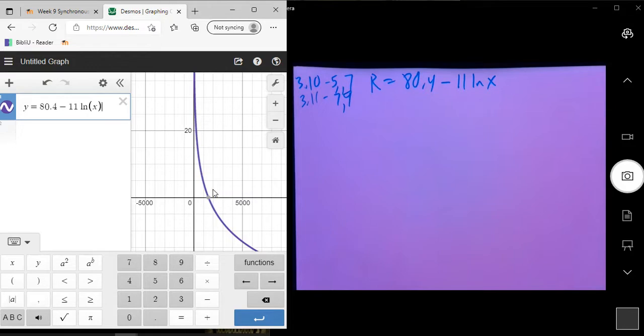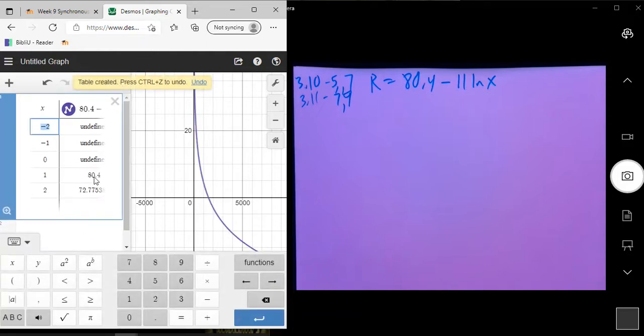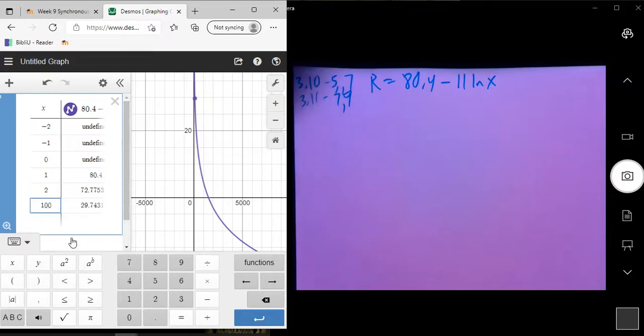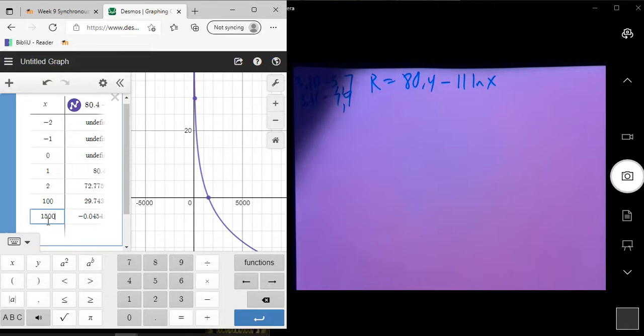Now if you notice here, we do have a graph here. But now we're going to do a table. So we hit the wheel, hit the table. Now remember how it was told to us that we wanted to graph between 100 and 1500 for x. So remember, the lowest x could be is 100 and the highest it could be is 1500.